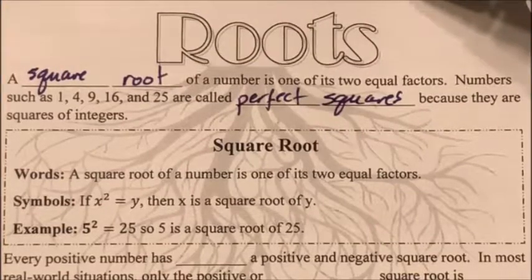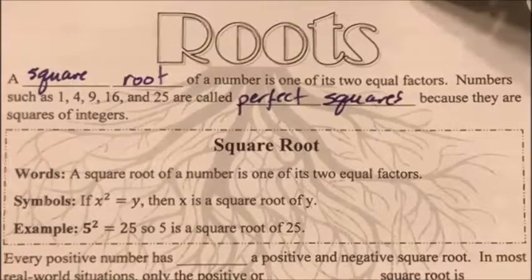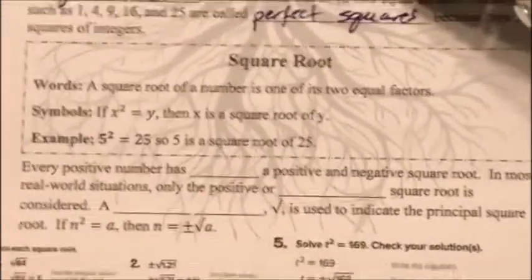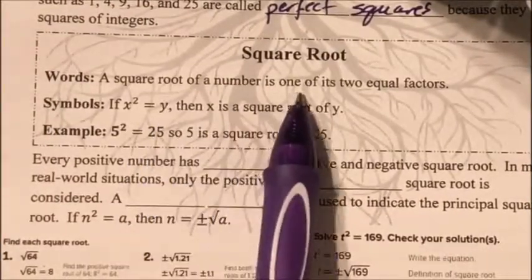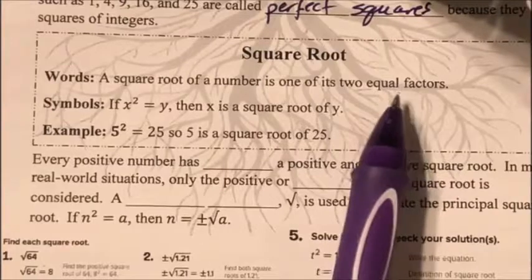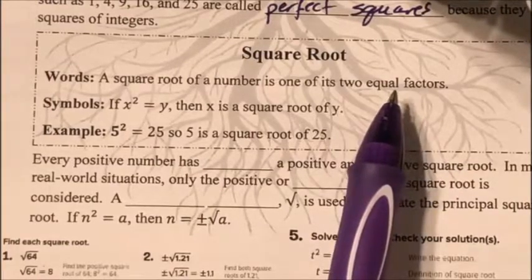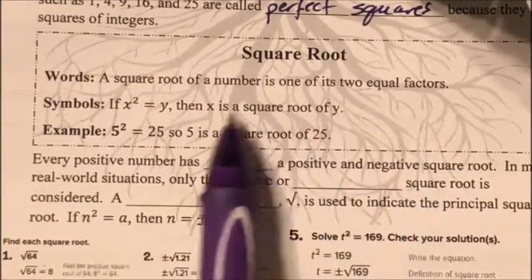So when I take the square root of 4, I get 2, because 2 times 2 gives me 4. Square root of 9 is 3. 3 times 3 is 9, okay? So basically in words for square roots, this says words, a square root of a number is one of its 2 equal factors. So basically 2 times 2 gives me 4, so 4 is a perfect square. It's a square root, okay?